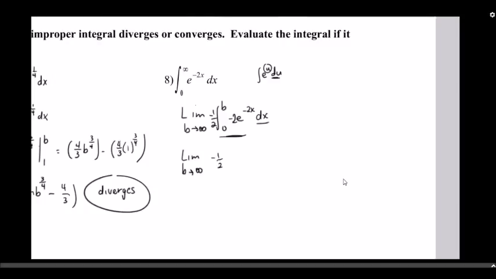Now the antiderivative of e to the u du is just e to the u. So it's e to the negative 2x. And then using the fundamental theorem of calculus, this is from 0 to b. So that's negative 1/2. And the b is just going to replace that x, but since we have that negative, I'm going to write this in the denominator as e to the 2b.